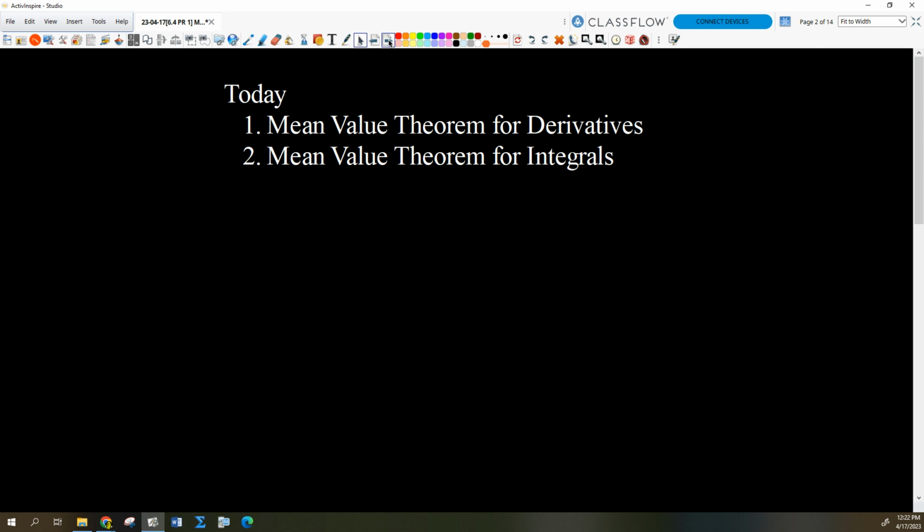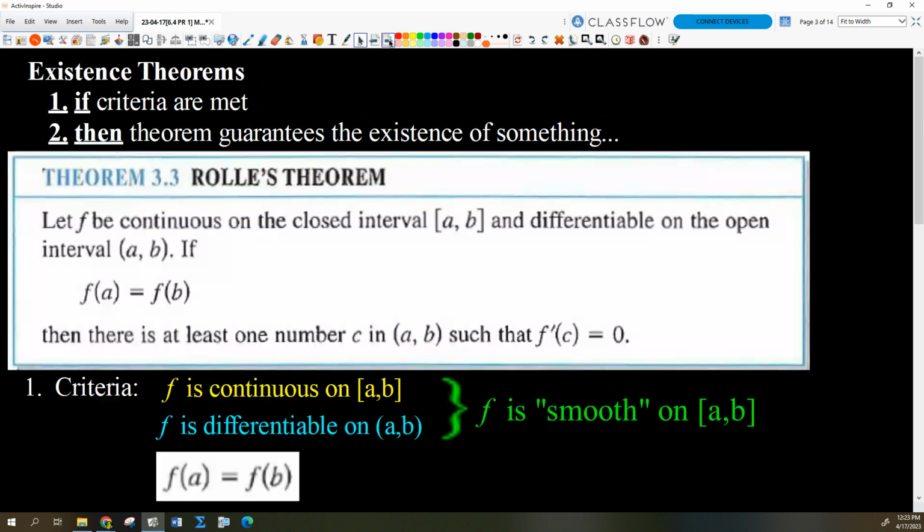So we want to look at two different mean value theorems in calculus that are really, really important. These are existence theorems. We just call these MVT. MVT is mean value theorem, and we just specify whether we are talking about the mean value theorem for derivatives or the mean value theorem for integrals. Here's MVT for derivatives.